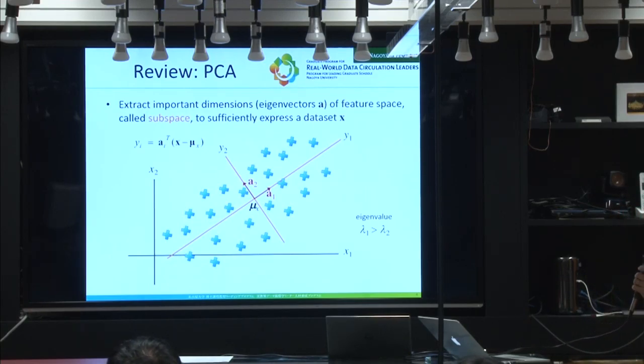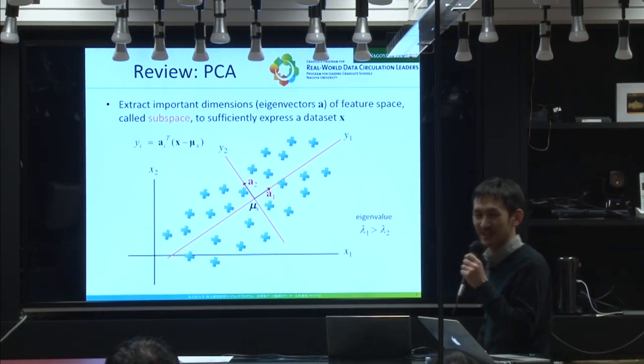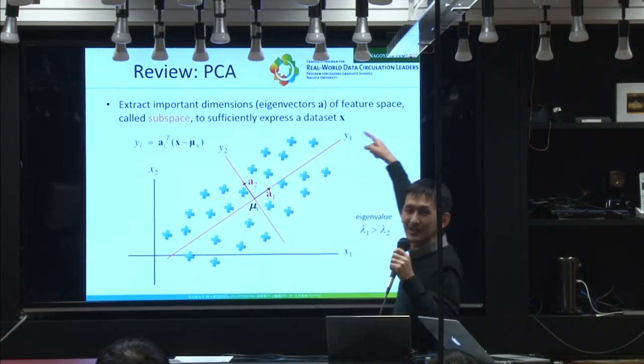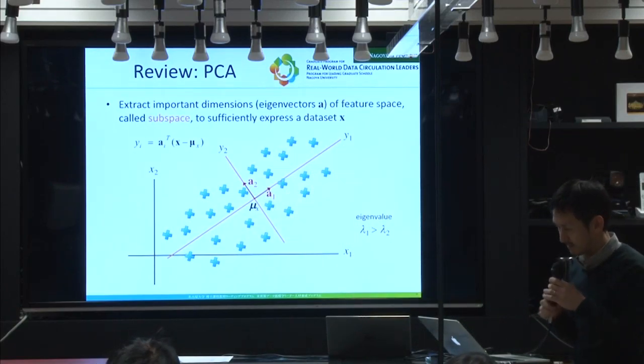Recognize different data samples because the variance is maximized. Yes, that's right. So the data set has diversity along this axis.